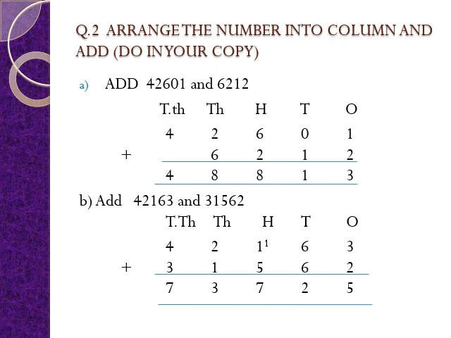1000s place, 2 plus 6 is 8. So in the 10,000s place, 4 will come down. The answer will be 48,813. Part B: 42,163 and 31,562. As usual, we have to first put it in the place value chart.